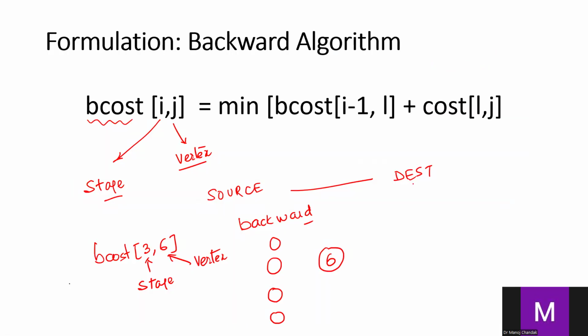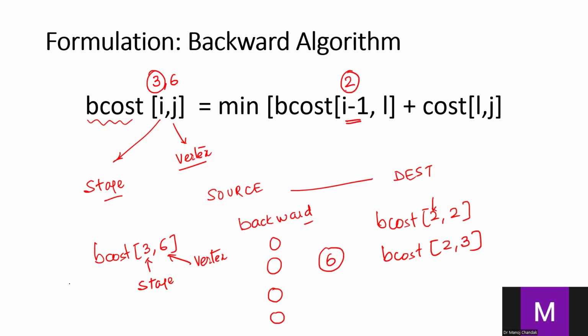Hence, we will have to take the help of vertex 2, which is present at stage 2, and we will have to take the help of vertex 3, which is also present at stage 2. Why are we talking about stage 2? Because we are trying to reach a vertex of stage 3. Hence, the vertex of stage 2 will be used, a suitable vertex.